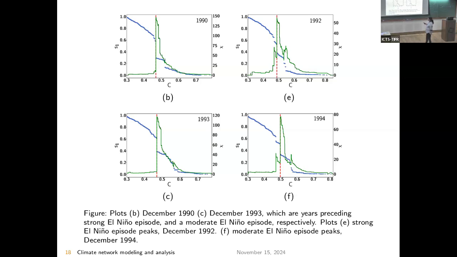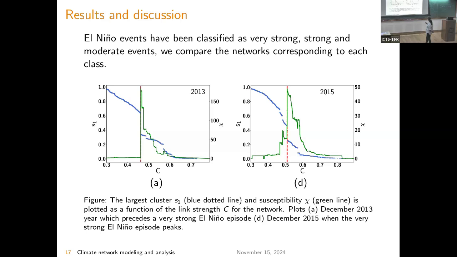Where is the lead? As I mentioned, for each year we have a network, so for each year we have these plots. This is 2013 and this is 2015. Based on the 2013 network, I get this plot, and based on the 2015 network, I get this plot. 2015 is when the very strong El Nino episode happens, and in 2013, there was no El Nino episode. It was preceding the El Nino episode. So you can see the differences in the scale. Susceptibility is quite high, and it is consistent for the other episodes also.